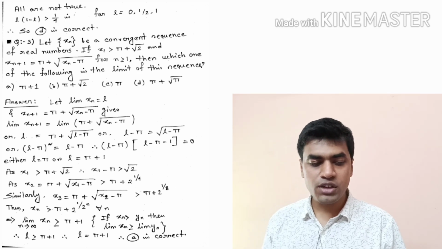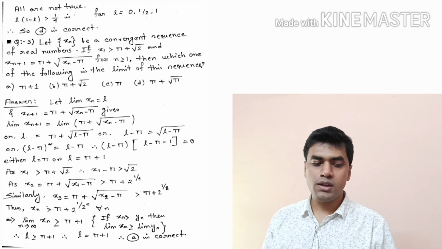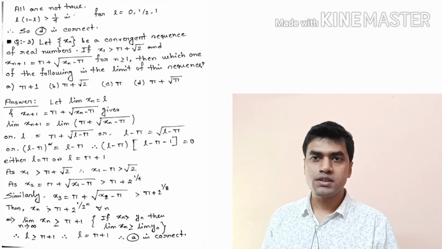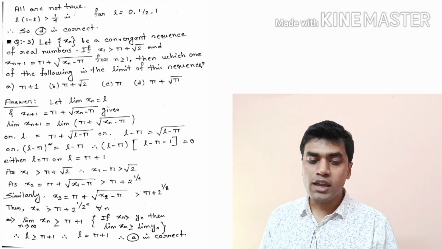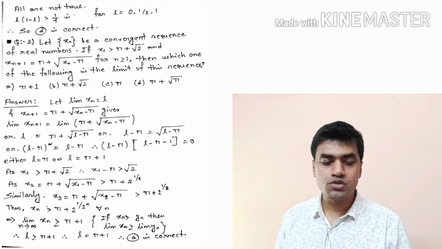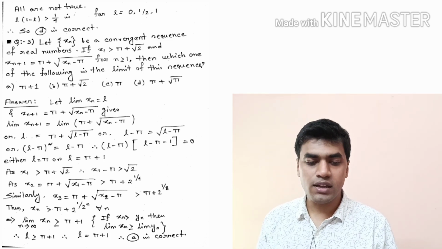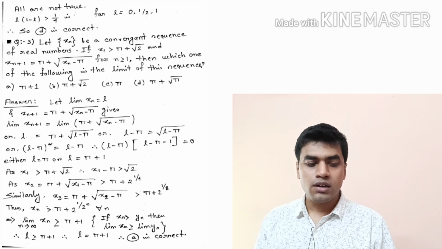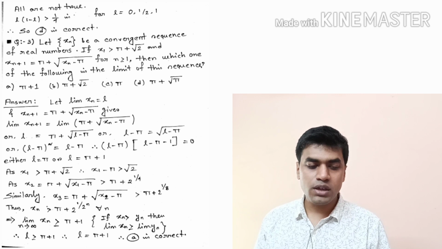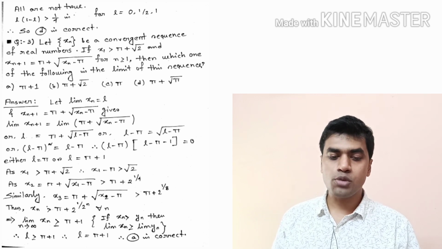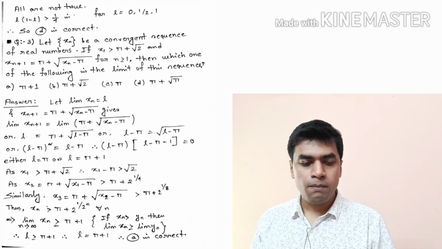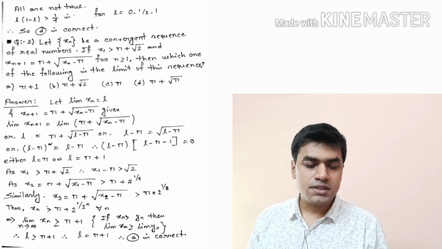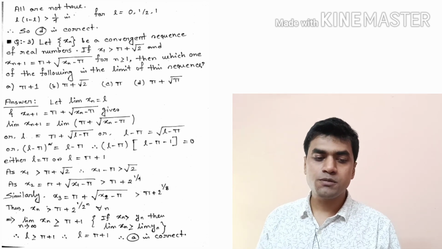Now we are coming to question number 3. Question number 3 gives: let the sequence xn be a convergent sequence of real numbers. If x1 > pi + root 2 and x(n+1) = pi + root(xn - pi) for n >= 1, then which one of the following is the limit of the sequence? Option A, pi + 1; option B, pi + root 2; option C, pi; and option D, pi + root pi. Let limit xn equal L. It is the initial assumption, and x(n+1) = pi + root(xn - pi), which is given in the question.